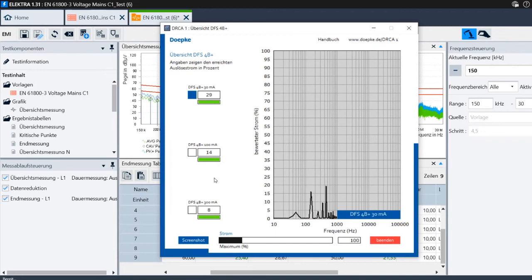So, for example, if we use now 8 drives in the same configuration, and we want to select an RCD according to this, we need to select the 300 milliamp one, because 8 times 8 is still below 100%, but for the others, 8 times 14 will be above 100%. So we will see the RCDs tripping.